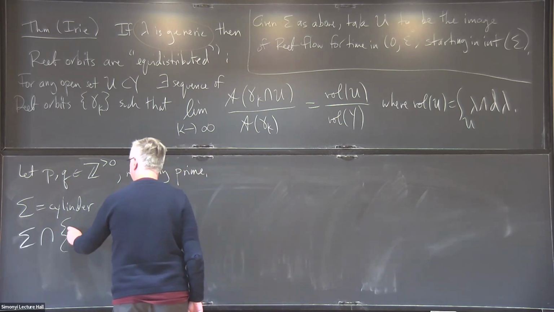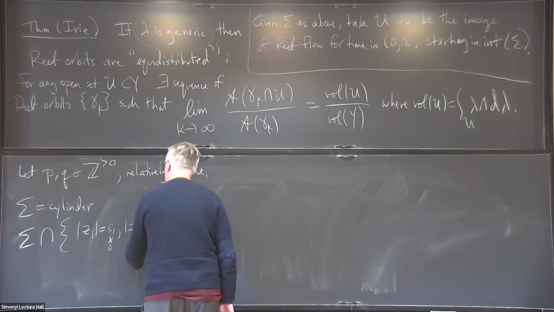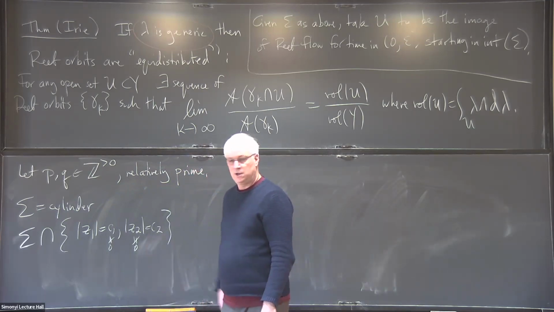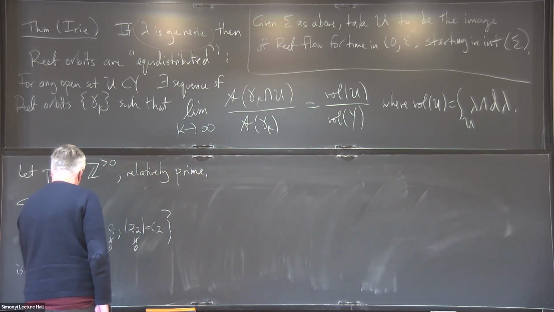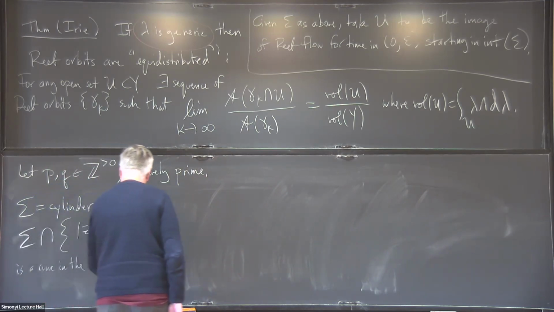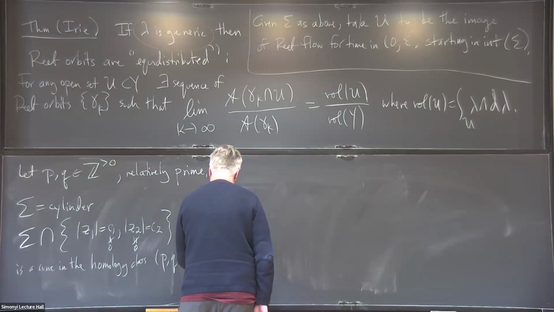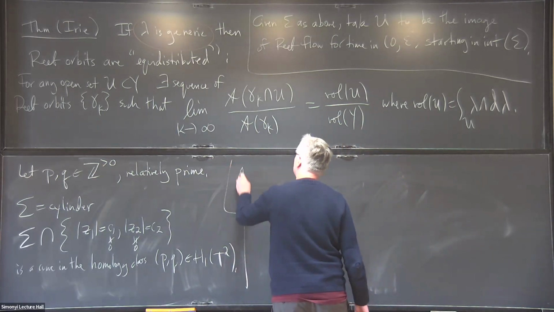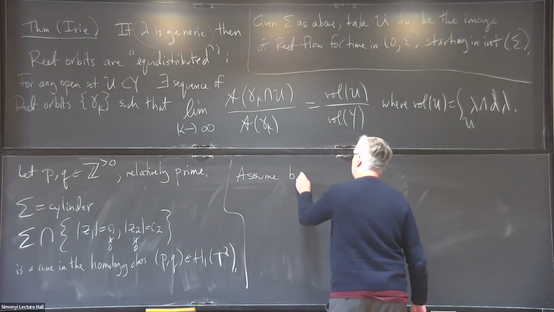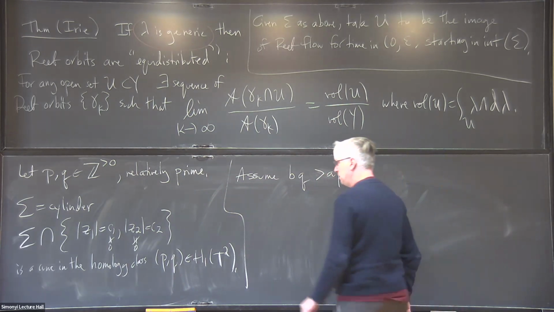So if we take the part where z1 is equal to some nonzero constant, and z2 is equal to some other constant, this is a two torus. So this is a curve in the homology class (P, Q) in H_1 of T^2. And this will be a symplectic surface. Let's assume that BQ is greater than AP. So this is then sigma.